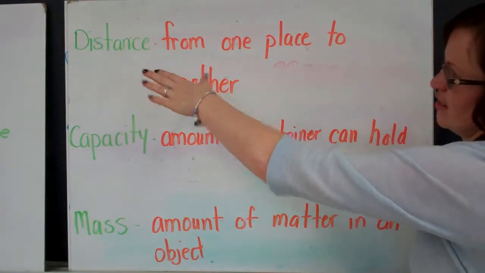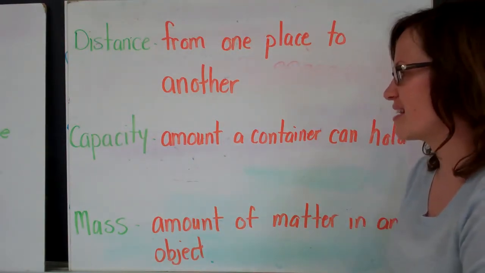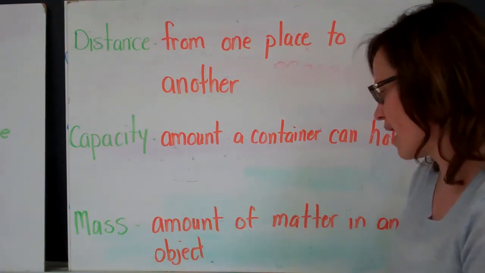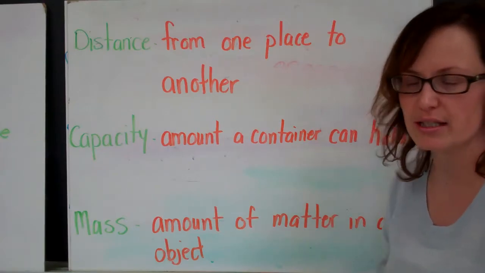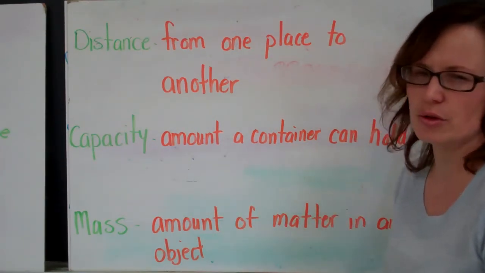We measure for distance. That's when we measure what from one place to another. Capacity is the amount a container can hold, and mass is the amount of matter in an object. Now, mass and weight on Earth are the same thing. Has to do with gravity.